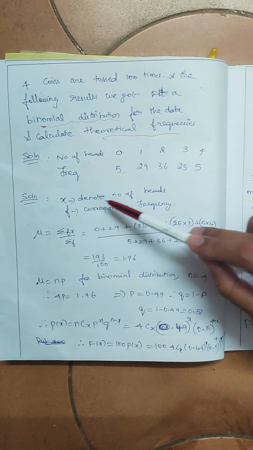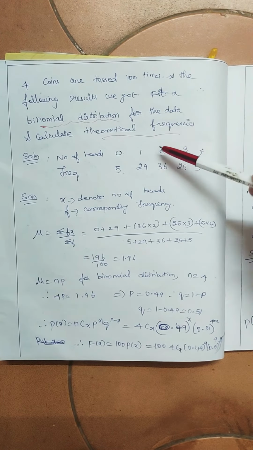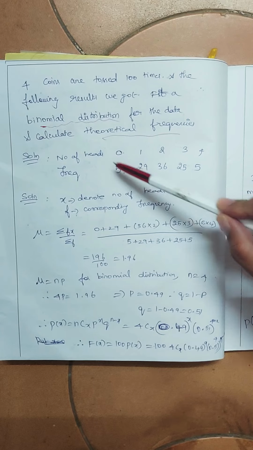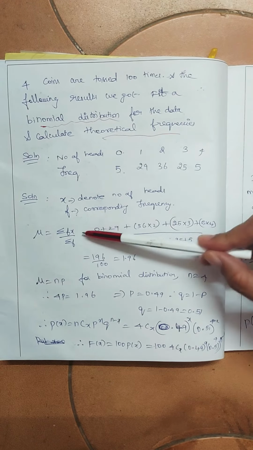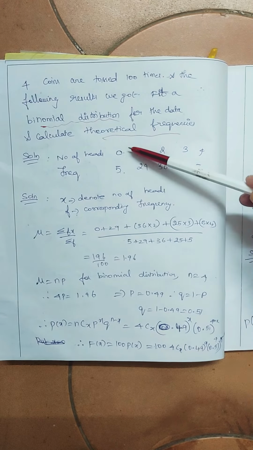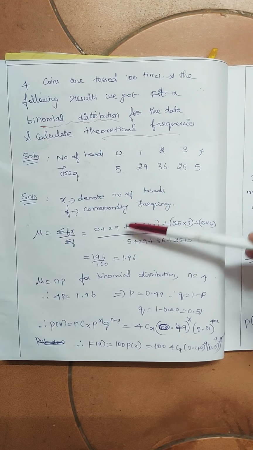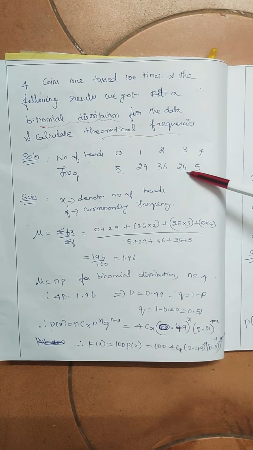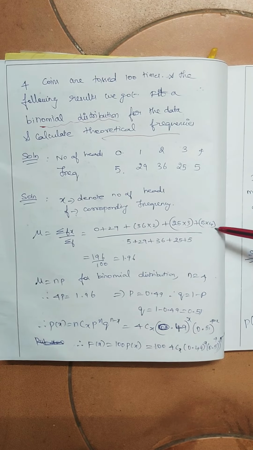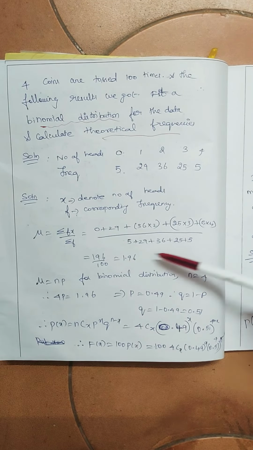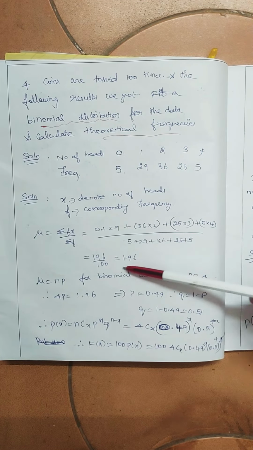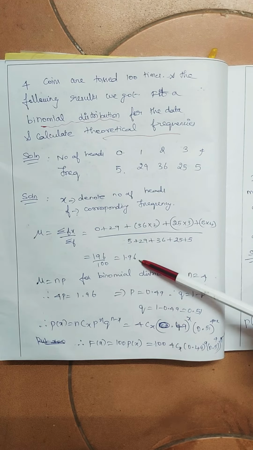So here x denotes a number of heads because we are talking about number of heads only, and f is the corresponding frequency. And how to find the mean mu? If it's a frequency distribution, this is a general formula, summation fx by summation f. So 0 into 5 plus 29 into 1 plus 36 into 2 plus 25 into 3 plus 5 into 4, divided by the frequency 5 plus 29 plus 36 plus 25 plus 5. This is a general formula in any statistical table. This is the way you find the mean mu. I simplified it and I got the mean as 1.96.